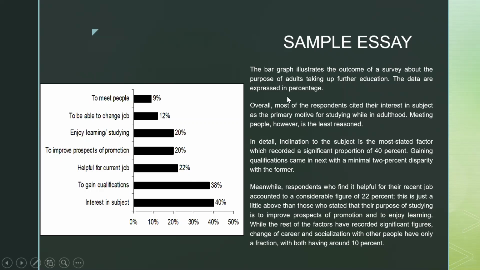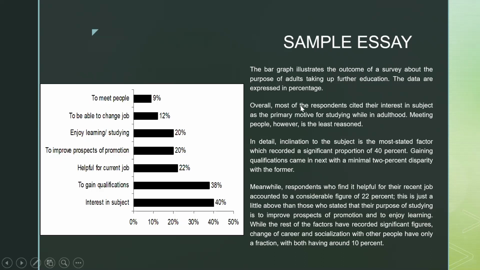Okay, so let me just read the sample essay. The bar graph illustrates the outcome of a survey about the purpose of adults taking up further education. The data are expressed in percentage. So again, I wrote another sentence. I actually love writing another sentence in the IDP format because it adds up to my word count. It's up to you if you're going to use this or not. One line or one sentence will be enough.